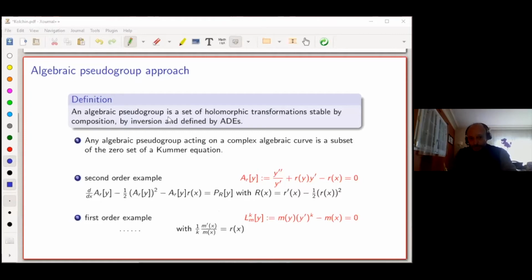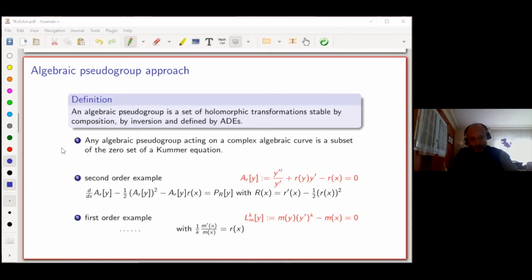An algebraic pseudogroup is a set of holomorphic transformations that is stable by composition and by inversion when they exist. And this set must be defined by an algebraic differential equation. But you are not looking at solutions in some abstract differential field, but in the sheaf of holomorphic functions. And so here are some basic facts about that.